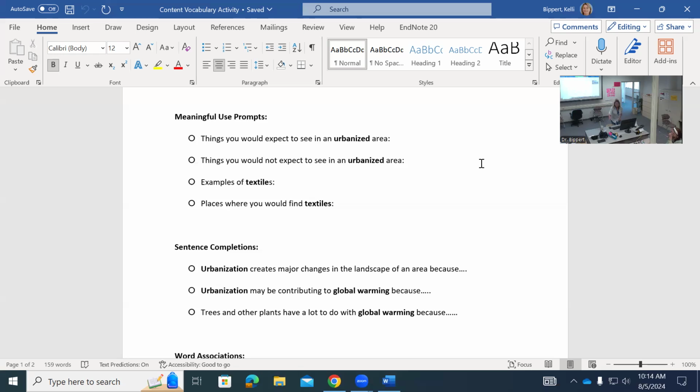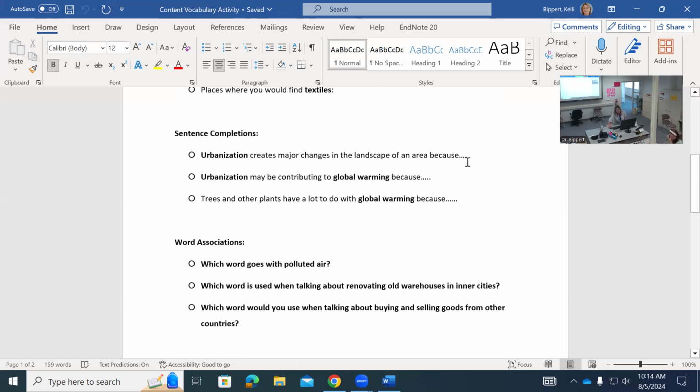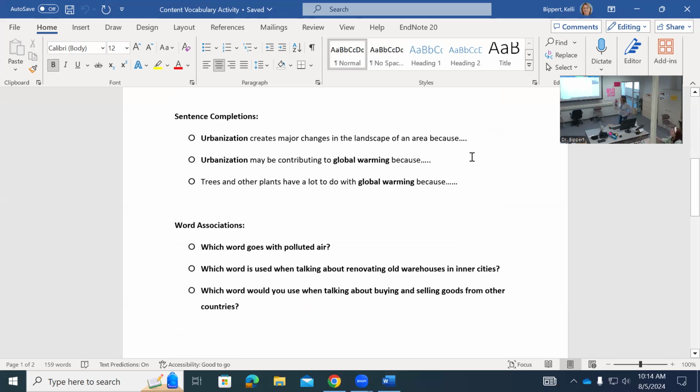I think sentence completions are a little bit easier. I've seen this done a variety of ways where students use vocabulary to complete the sentence. They're still using what they know about the word and using it in context. But here we have almost like cause and effect examples. They don't have to be cause and effect examples.